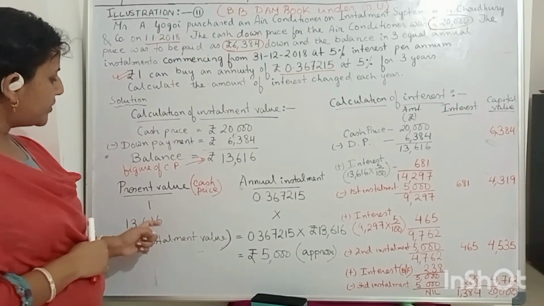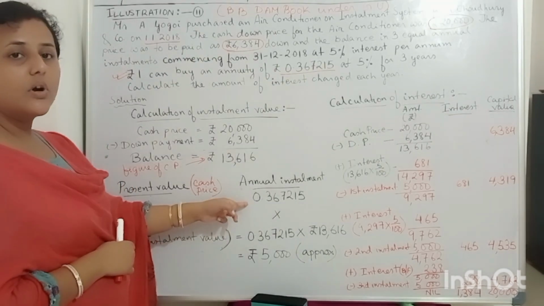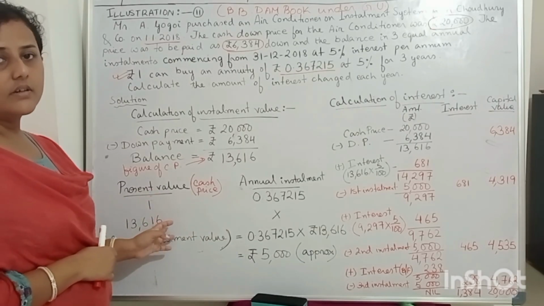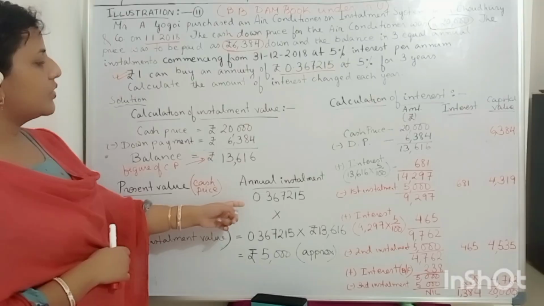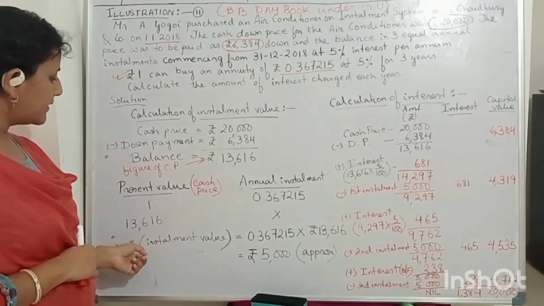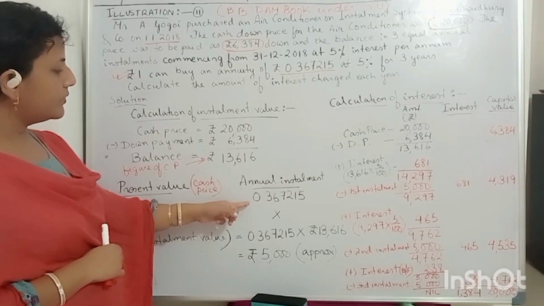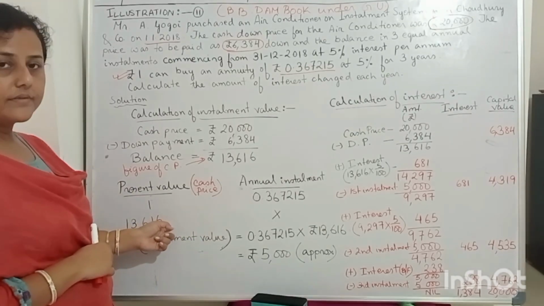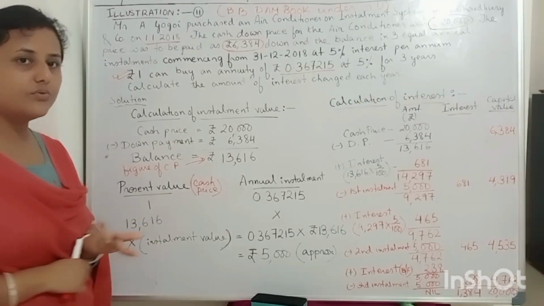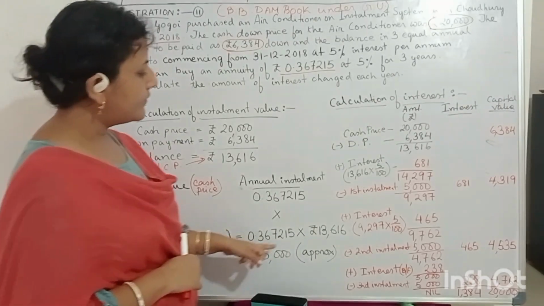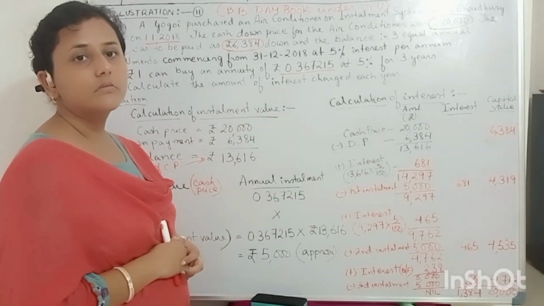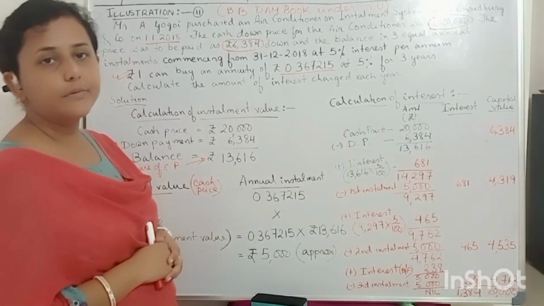So it's very simple. When 1 is the case, this is the amount of installment. When 13616 is the present value of cash price, what will be the value of installment? So X, that is installment value, goes to this multiplied by this. So this you know, so you have to multiply. Rupees 5,000 is the answer. So that is approximate figure.